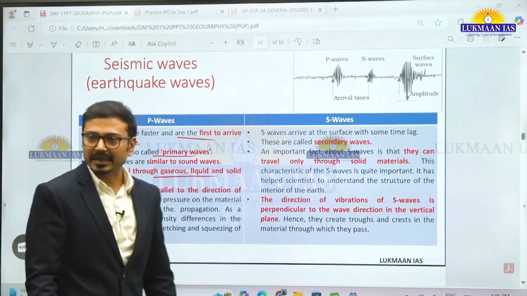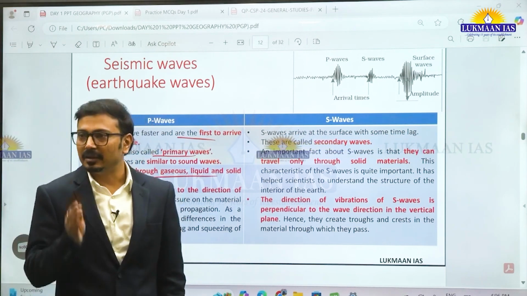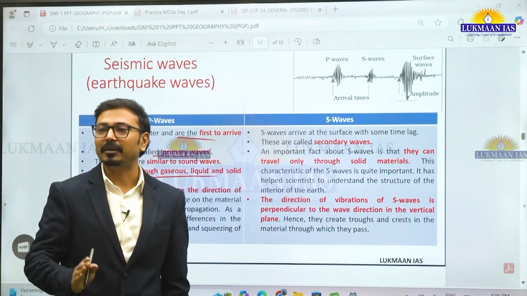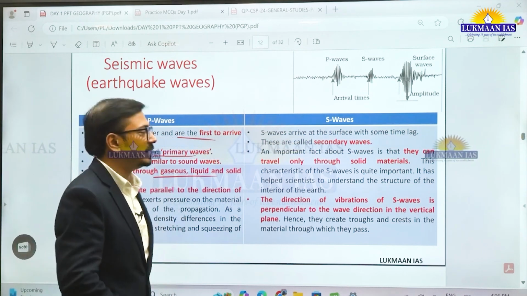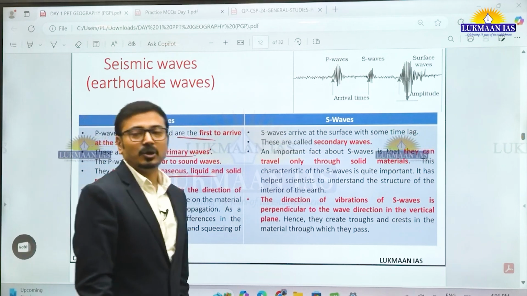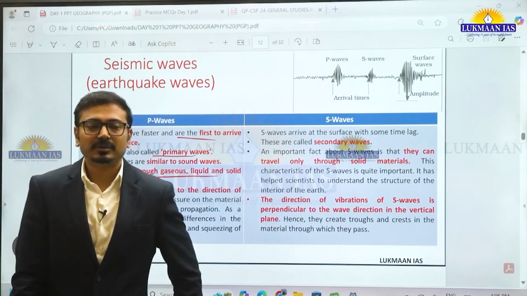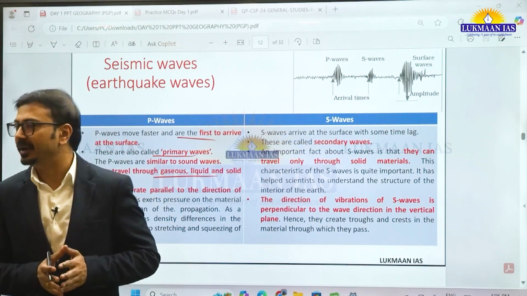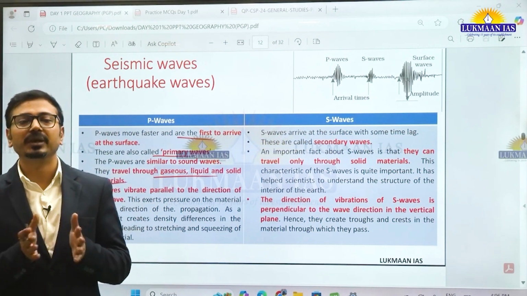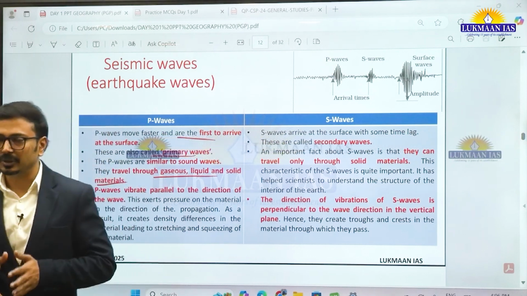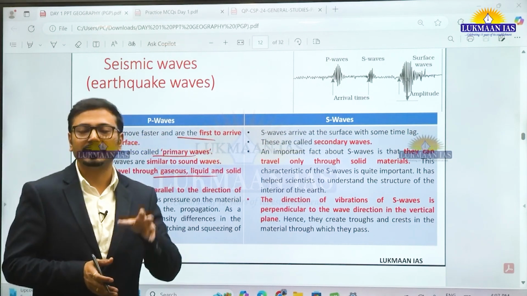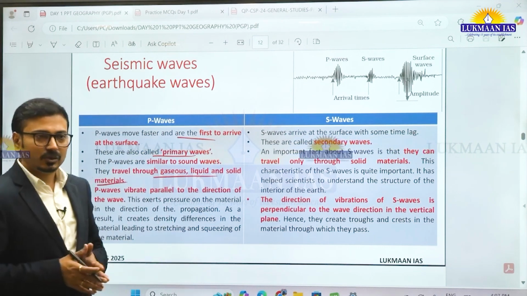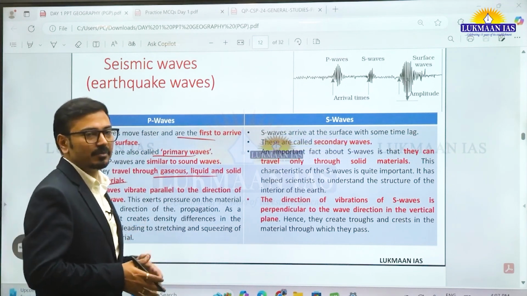Now S waves arrive second, that's why secondary, and as they arrive second, their speed is comparatively less than primary waves. Now it has been observed that S waves behave like transverse waves, and transverse waves do not pass through fluids. They can pass through only solids. What do fluids mean? Gaseous and liquids together are called fluids, right? So they cannot pass through fluids, they can pass through only solids.